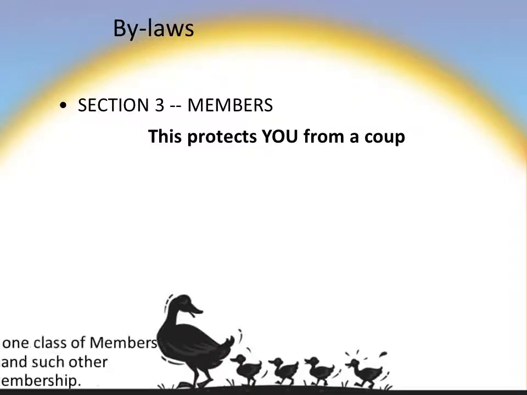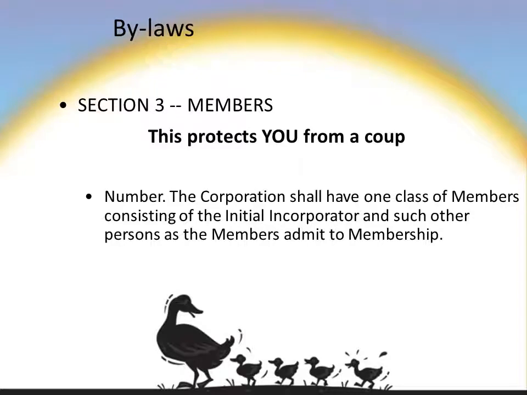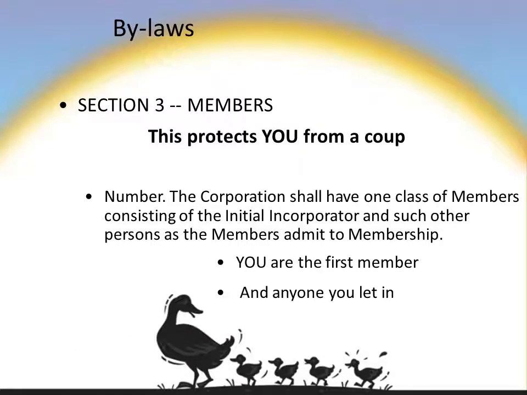Look at letter A, the number. The corporation shall have one class of members consisting of the initial incorporator and such other persons as members admit into the membership. You are the first member and anyone you let in. The key here is to not ever vote in another member. You remain a membership of one, meaning your vote is always the majority vote.